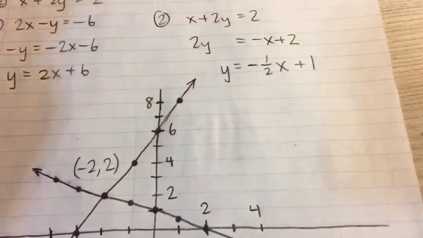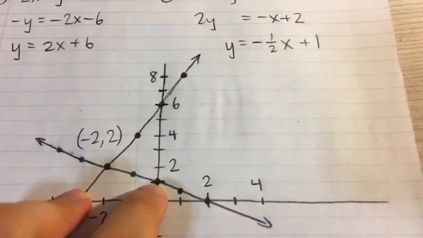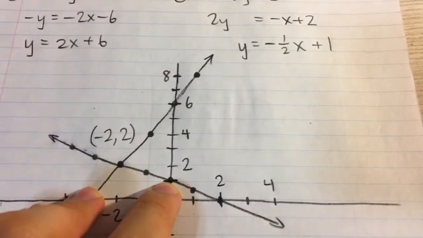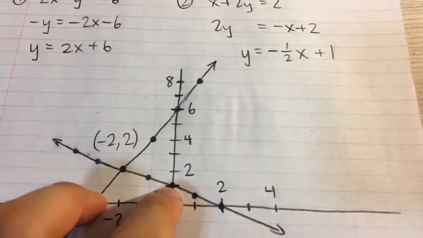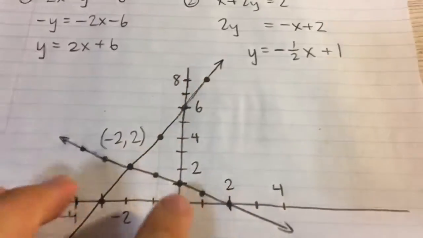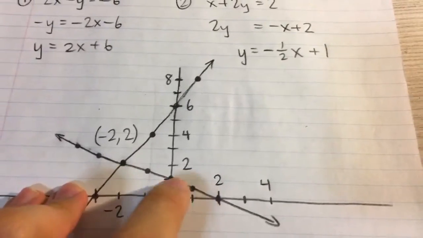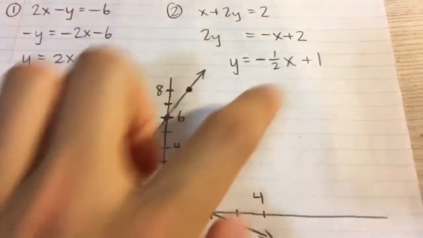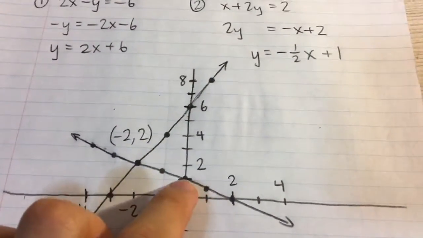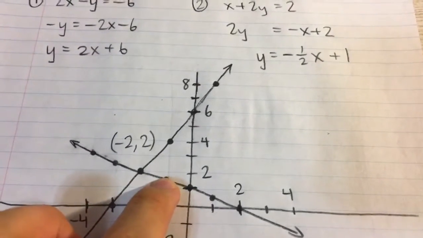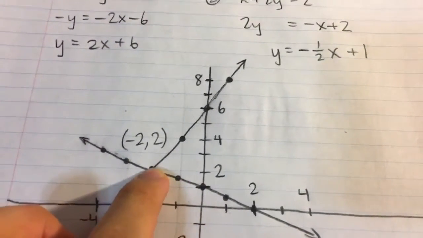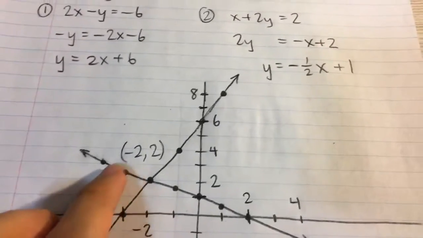For this line, I'm going to have a similar idea. The y-intercept is at 1, so that's my first starting point. And then, because the slope is negative 1/2, if x increases by 1, y is going to change by negative 1/2. And the other way around, if x decreases by 1, y is going to increase by 1/2. And you can see if I go one more point here, it actually intersects with the other graph.